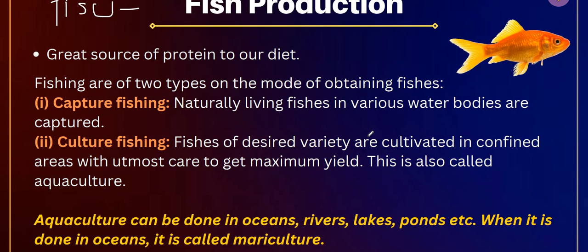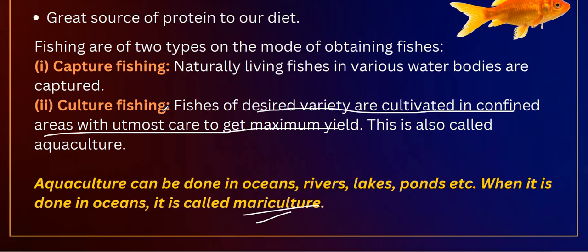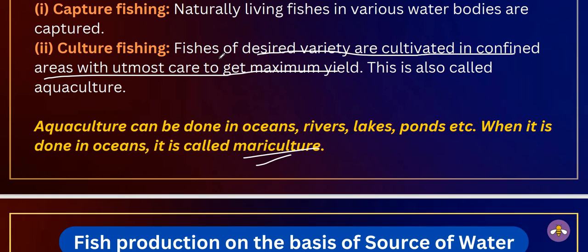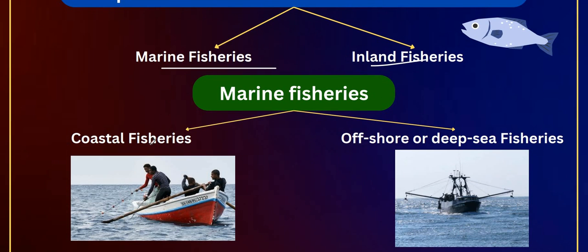Aquaculture can be done in oceans, rivers, lakes, ponds, etc. When it is done in the ocean, that is called mariculture. Aquaculture means fishes of desired variety are cultivated in confined areas with very huge care, including genetically modified fishes. Fish production on the basis of source of water: marine fishes means ocean and inland fishes means river. Marine fishes include coastal fishes and offshore or deep sea fishes.